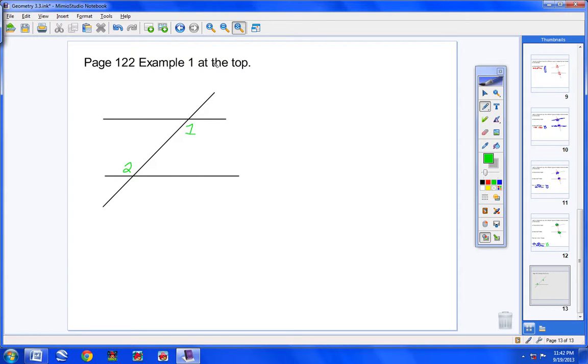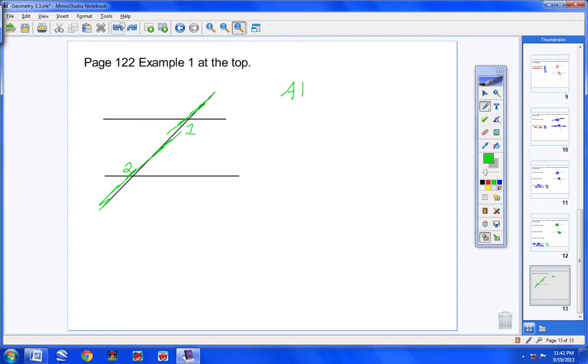Now listen, here's your transversal right here, okay? There's our transversal. Now notice angles 1 and 2 are on opposite sides, and they're on the interior. So we call those two angles alternate interior angles. Alternate interior angles. There we go. That simple. I mean, really and truly that simple.